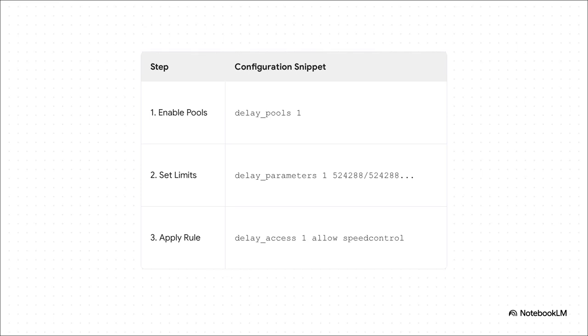First, you tell Squid how many delay pools you plan to use. Then, you set the speed limits for that pool, and yeah, you'll need to do the math because it's in bytes per second. Finally, you create an ACL for who you want to slow down. We're calling it speed control here, and then you apply that delay pool to them. It's a fantastic way to make sure everyone gets a fair share of the connection.